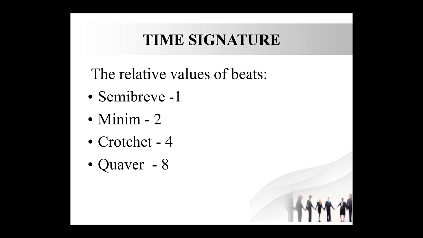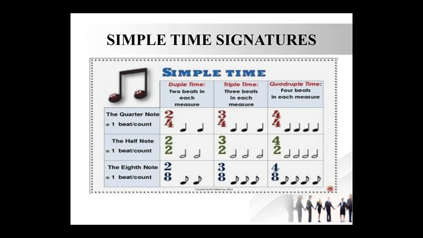So the semibreve is a whole note, minim is a half note, crotchet is a quarter note, and quaver is an eighth note. Meaning that you can have something like 2-1, meaning that you need to get two semibreves in every bar. When you have 2-2, you have to get two minims in every bar. When it's 2-4, you have to get two crotchet beats in every bar. When it's 2-8, you have to get two quavers in every bar. That's a simple explanation.